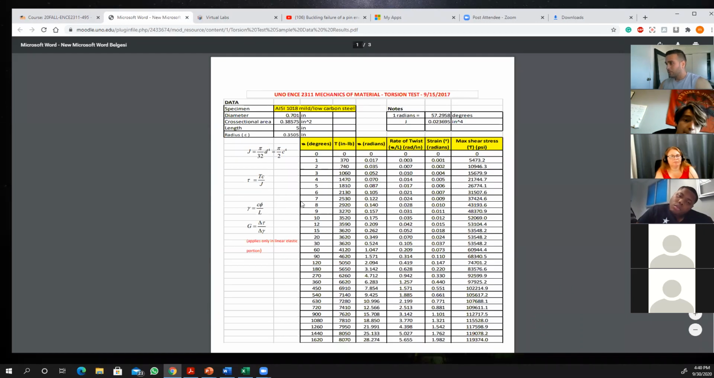This is the sample that I also provided. Even if you cannot perform the calculations, you can just plug in these numbers and equations and see if you're getting the same numbers. If you're getting the same numbers, that means your spreadsheet is working. So you can plug in any data from the experiment and calculate the maximum shear stress and the maximum shear strain. Okay.